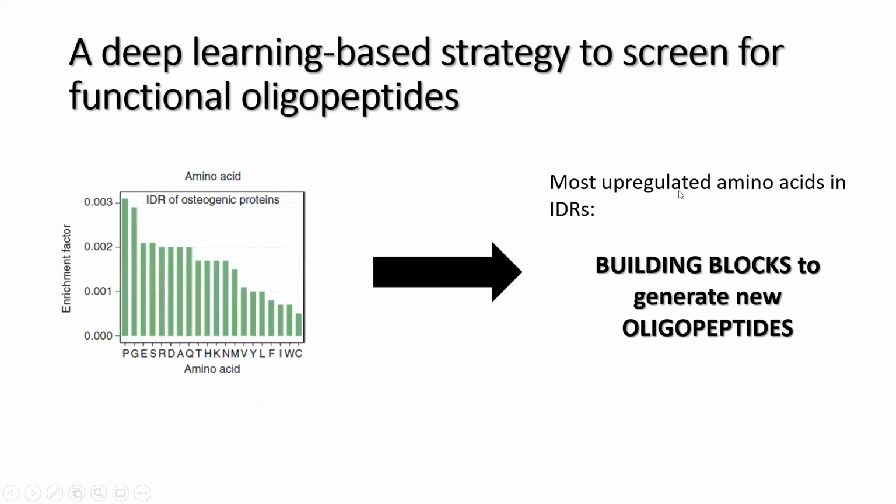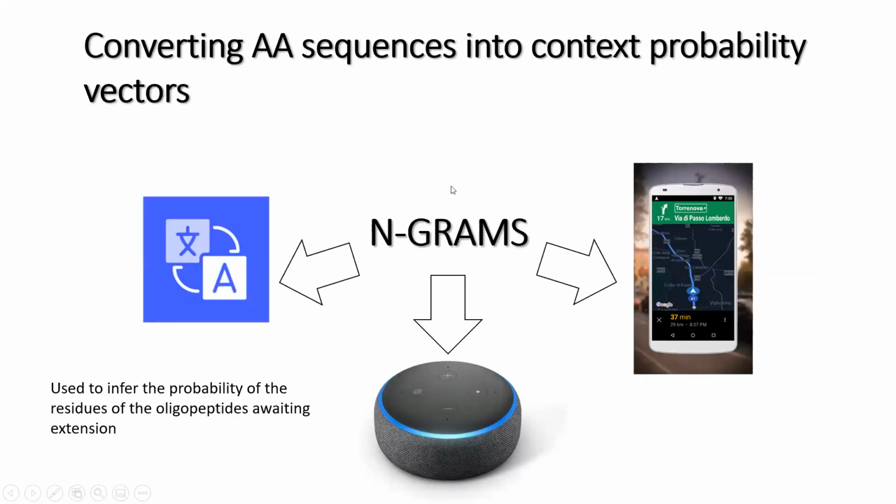So the most upregulated amino acids were ordered and were used as the building blocks to generate the new oligopeptides. They used the N-gram software, which is used to infer the probability of the residues of the oligopeptides awaiting extension. This is a kind of software that is able to predict the most likely outcome of a situation. It's used in translation devices and in map devices and even Alexa devices. And it basically says, if you give it the data of the first amino acid of the new oligopeptides, it will be able to calculate what is the most likely next amino acid to come after this one.